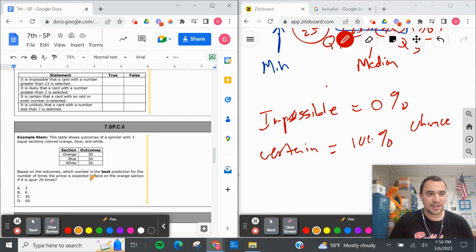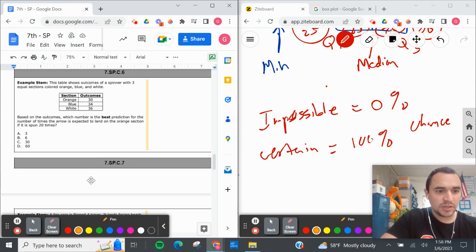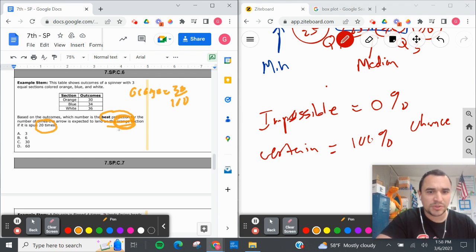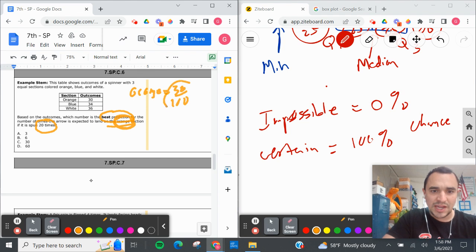All right. Next, we have a spinner. We have spun 20 times. What is the best prediction for the land on an orange section? All right, so we have 3 different outcomes. For orange, it looks like 30 out of 100. And it says, what's the best prediction if it's spun 20 times? Well, 30 out of 100 is a 30% chance. So what would it be if it was out of 20 spins?